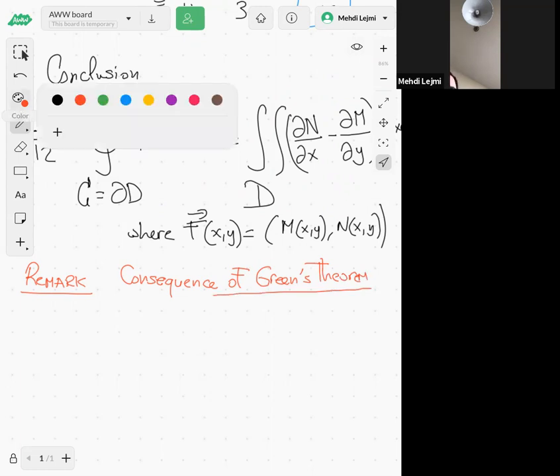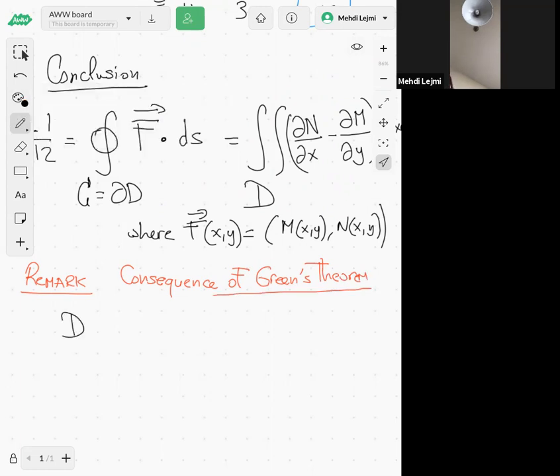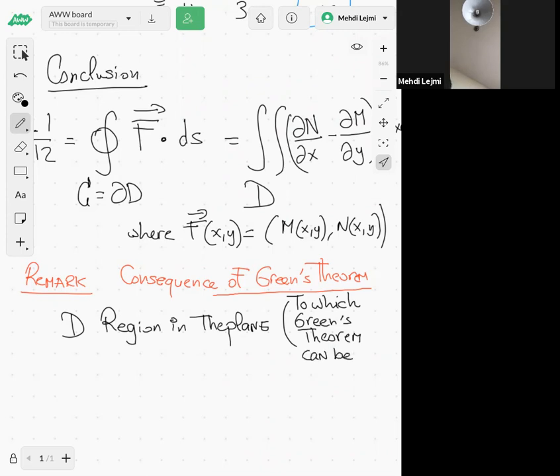So let's say you have some region D. D is a region in the plane, right? To which Green's theorem can be applied. Remember, we have all these hypotheses above the boundary. You need the boundary to be closed and simple, etc., right? So to which Green's theorem can be applied.